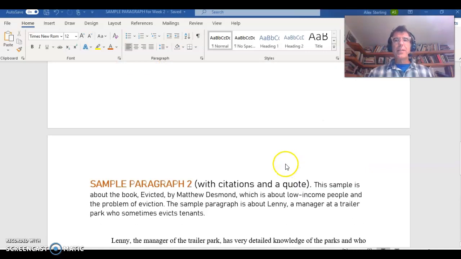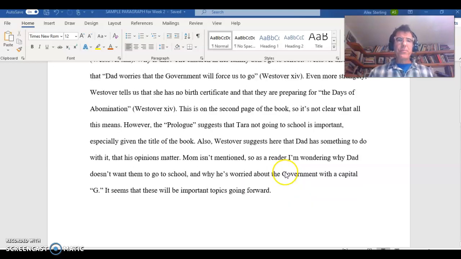The reason I'm giving these to you is that you have a writing practice activity this week in the module for week 2. So I want to give you an idea of what an academic paragraph, a paragraph for a college paper, might look like.